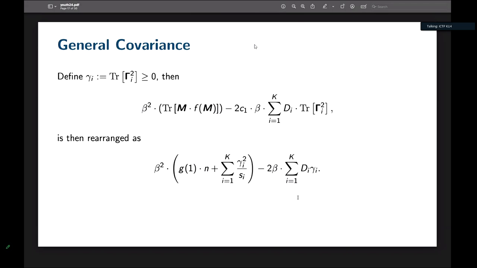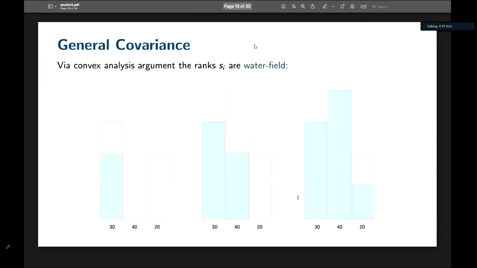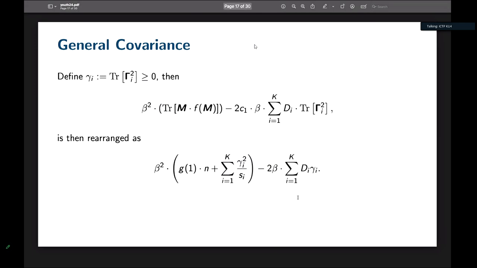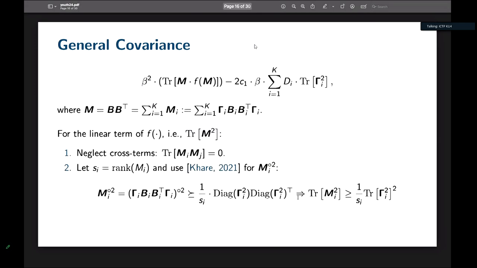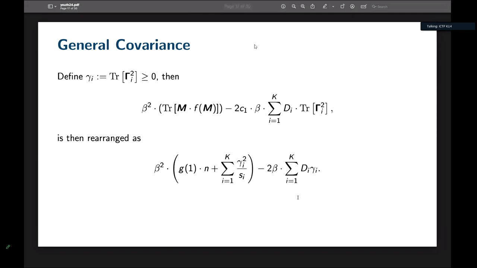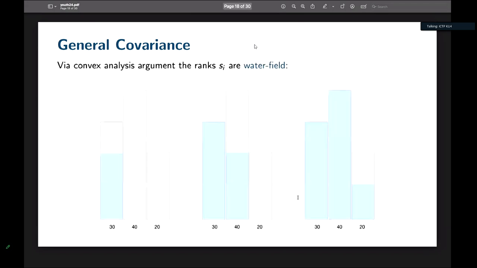Now, in these terms, we can rewrite this objective even more nicely in this form. It starts to look like something nice and convex, which we can solve. Well, the idea now is that here in the lower bound, s_i is the rank of the corresponding block B_i transpose. And we can essentially show via a convex type of argument that these ranks will be water filled.